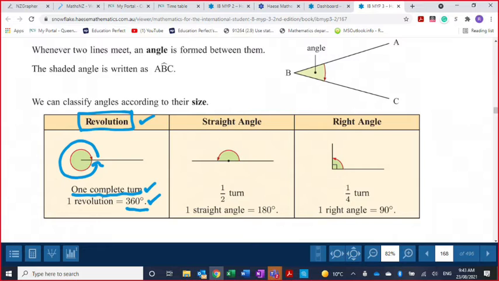So those are the three things that are really important about it. Okay. The next one is something called a straight angle.